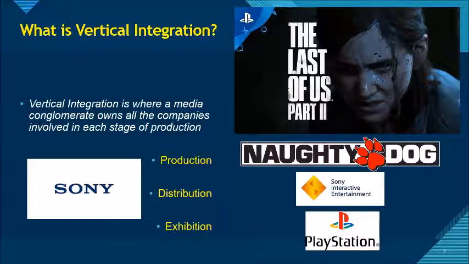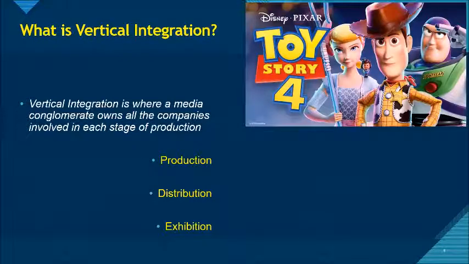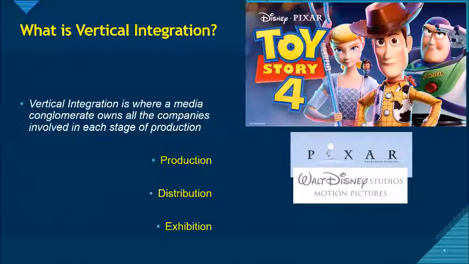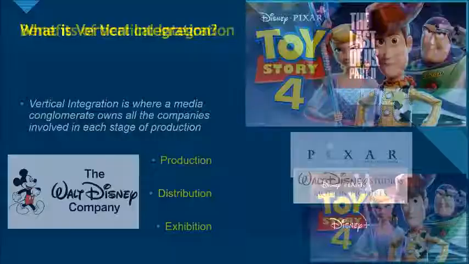So if we have a look at another example of vertical integration with something like Toy Story 4. Toy Story 4 was produced by Pixar, which is owned by Disney. It was distributed by Walt Disney Studios, and you can watch it through Disney Plus, which is the streaming service that is owned by Disney. So at each stage of production, you can experience Toy Story 4 through companies that are owned by the same conglomerate, that is Disney. And that is vertical integration.